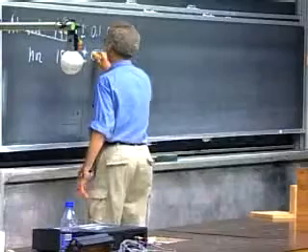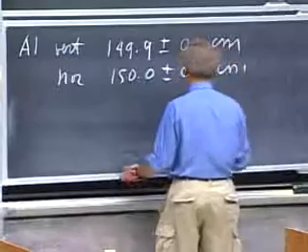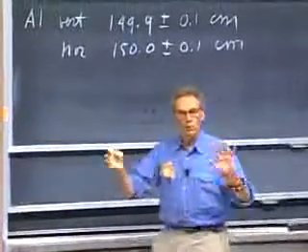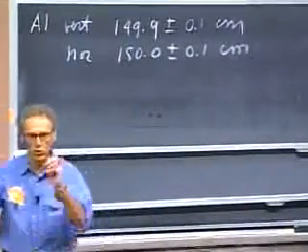150.0, again, plus or minus 0.1 centimeter. So you would agree with me that I am capable of measuring plus or minus 1 millimeter. That's the uncertainty of my measurement.